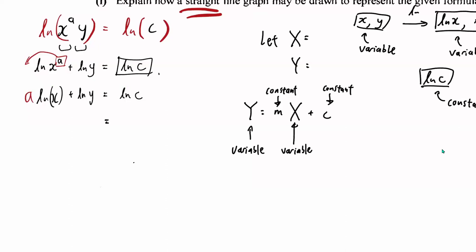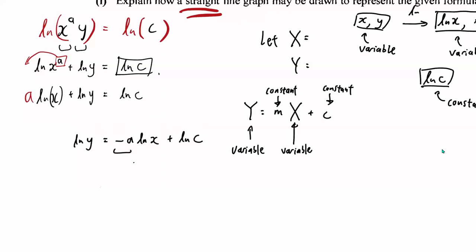A ln... wait, no. Okay, ln Y. Okay, that's a variable. And then equals negative A ln X plus ln C. Negative A being constant and ln C being constant. Very good. Exactly. You got it already.